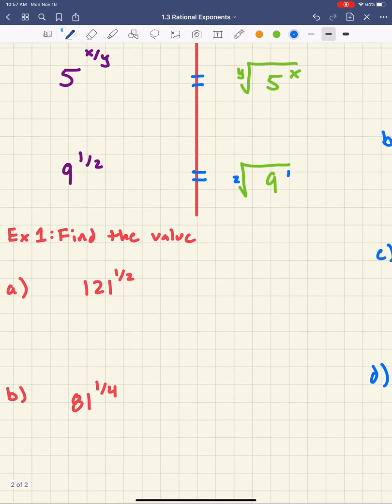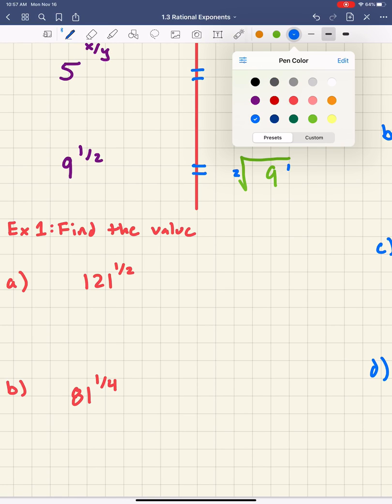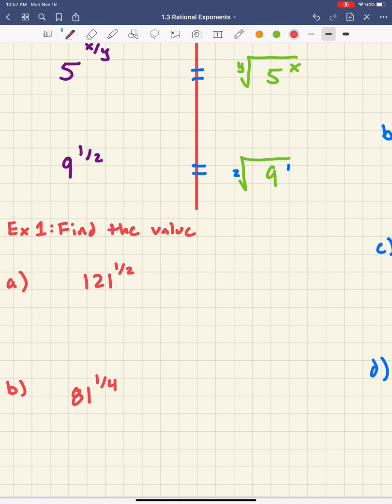As we move on to these next ones, again, pause the video if you need to so that you can write down the problems. It says find the value. What I'm going to do first is move this into radical form. Notice this is 121 to the 1/2 power. That doesn't mean we're chopping this thing in half, but I'm going to move it into radical form.